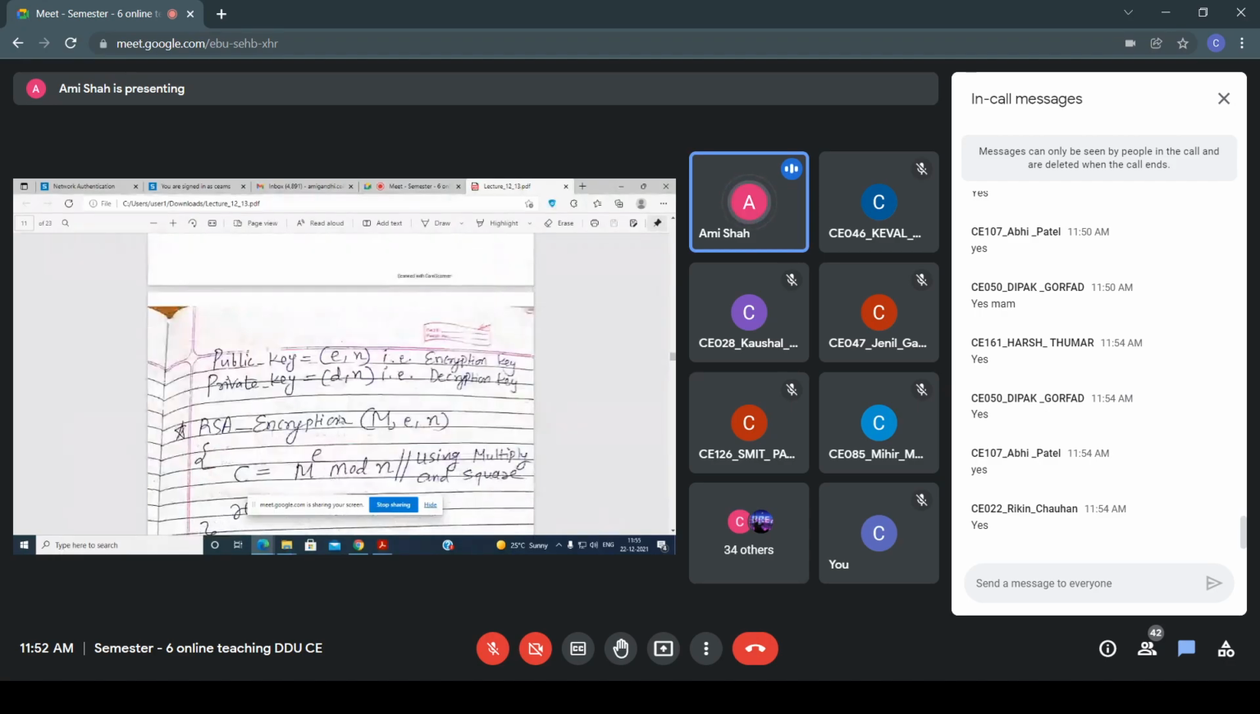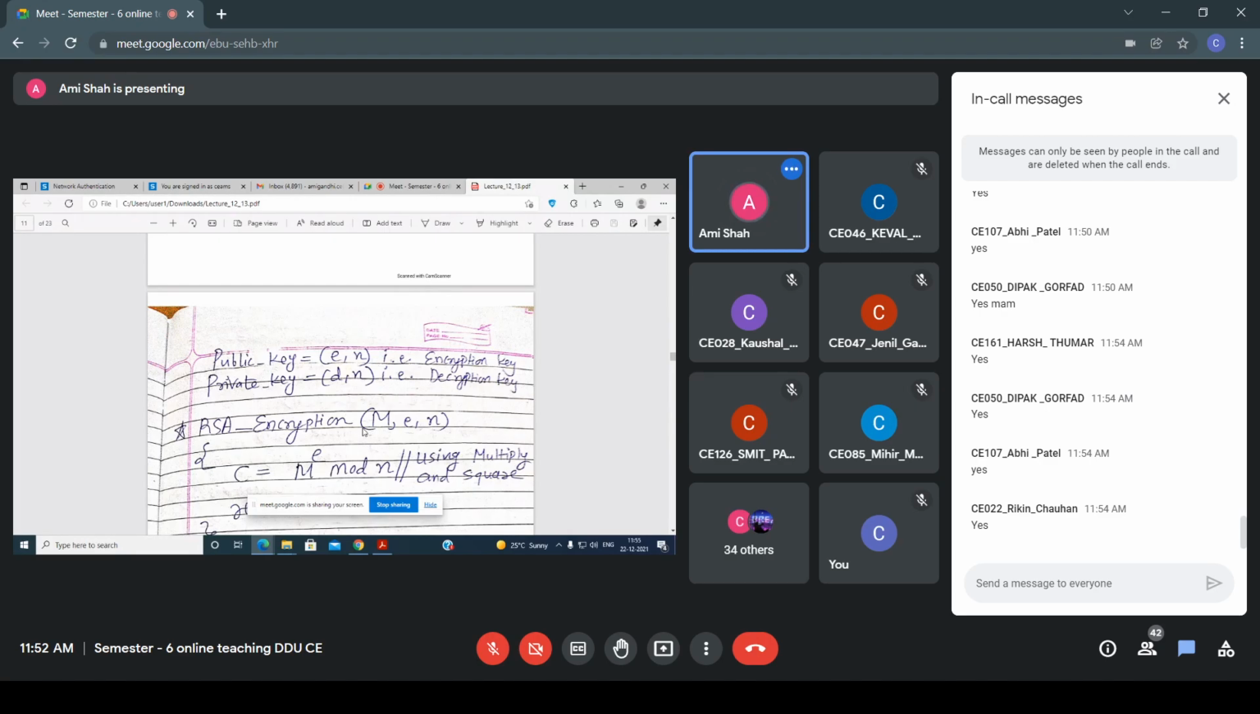Now see here, instead of this n, you have to consider P and Q. Again, I repeat, in the RSA algorithm the public key is E and N, and N is a public key. Instead of that, here you have to write P and Q. So P, Q, and D are the private key.